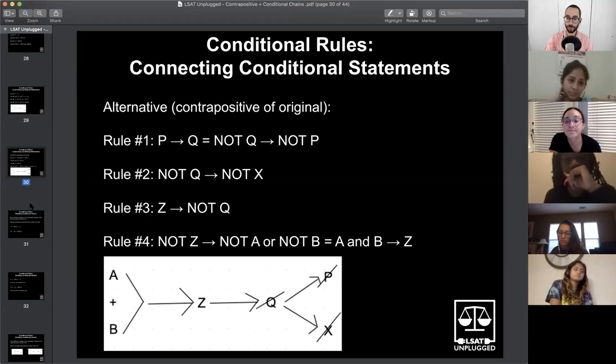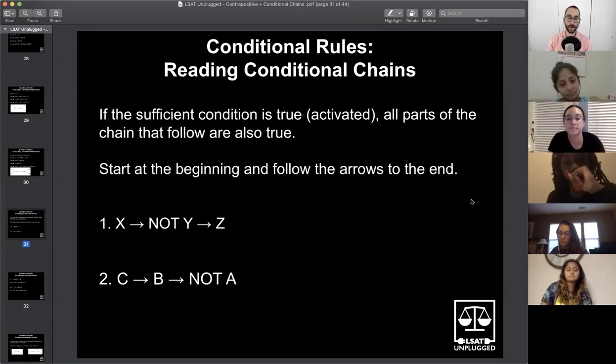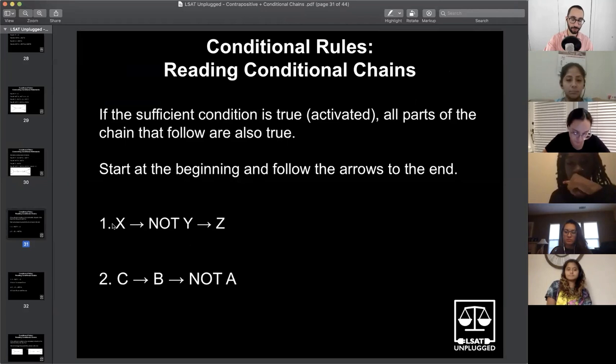All right, so I'll go on to the next. Basically, it's about reading the chains. You only follow the arrows in the direction in which they're pointing from beginning to end. So you start with X, X in tells you Y is out, Z is in. C is in tells you B is in, and A is out. B in tells you A is out, but B in does not tell you about the position of C. Think of the arrows like a one-way street. You only go in a certain direction.